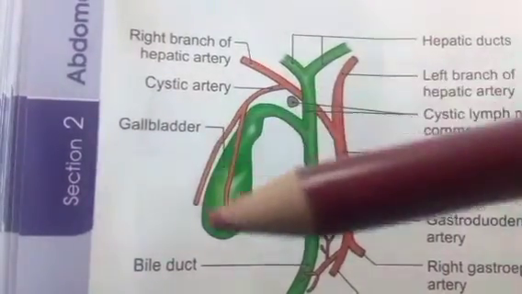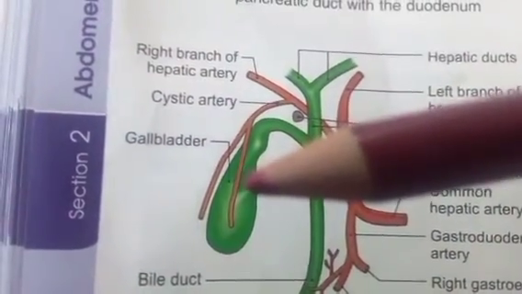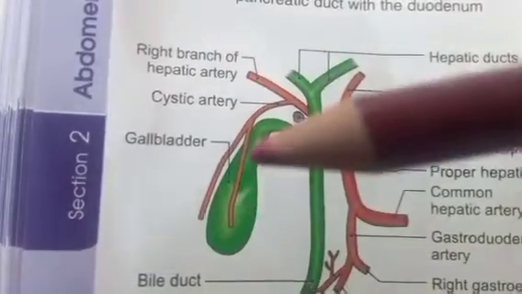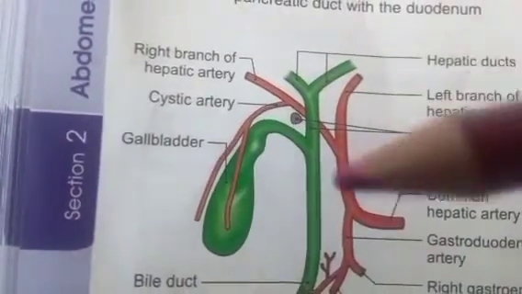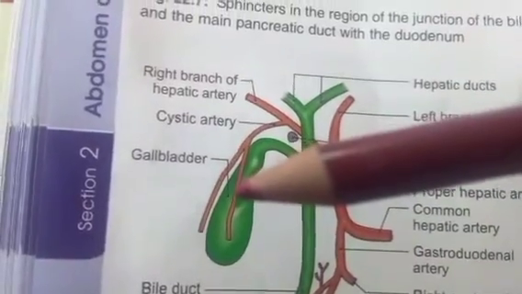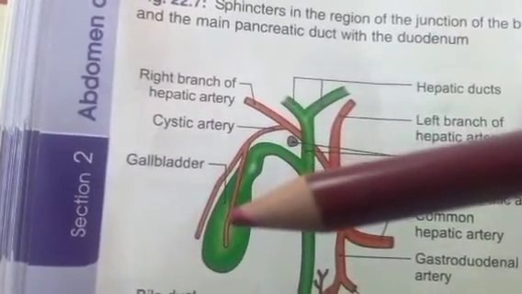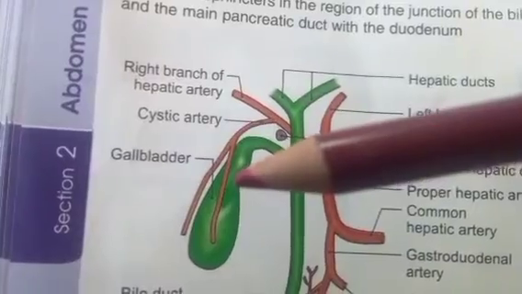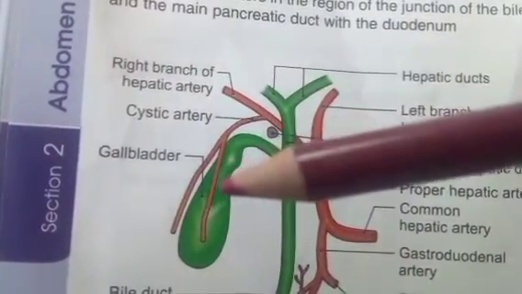The pain from the gallbladder can be referred to the epigastrium through the vagus nerve. It can be referred to the inferior angle of the right scapula through the sympathetic nerves, or it can be referred to the right shoulder via phrenic nerve.